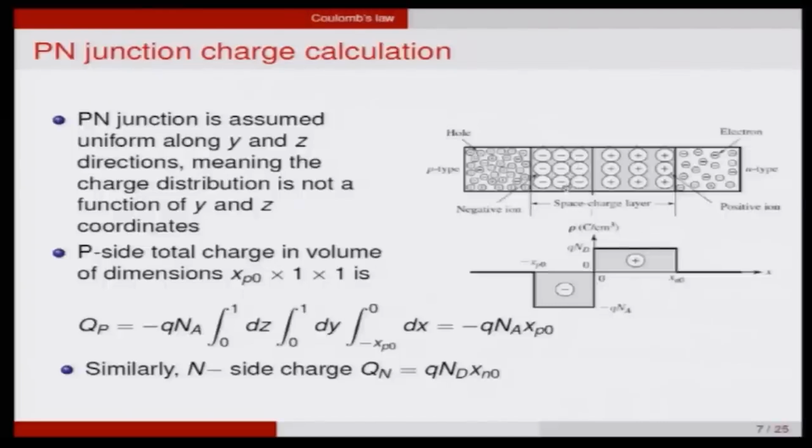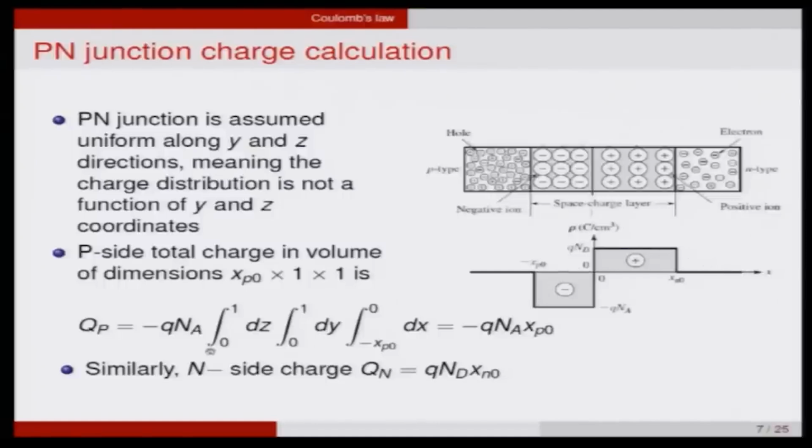So, if we now ask what is the total charge on the P side and on the N side, you can do that by integrating over the volume. Before we do that, note that this is essentially a one dimensional charge distribution, because we are assuming that this PN junction is uniform along the y and z directions. So whatever charge density is there varies only along the x direction, and the integrals become very simple.